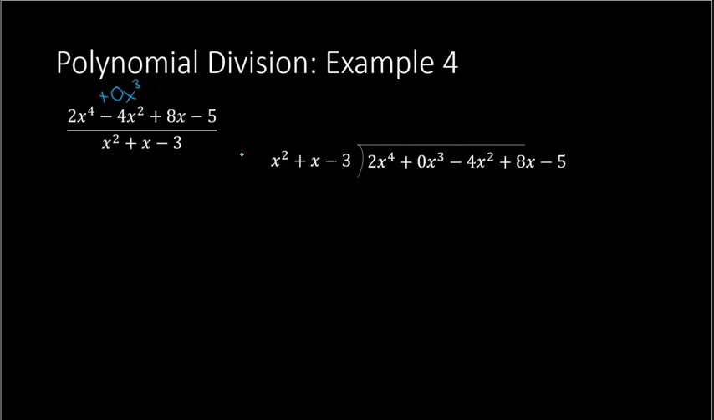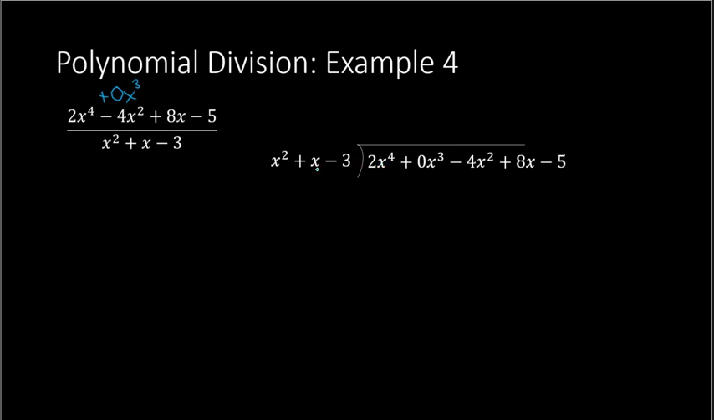So your setup is going to look like this. We have 2x to the 4th plus 0x cubed minus 4x squared plus 8x minus 5, all divided by x squared plus x minus 3. Okay, we need that 0 in there because if we did not have that, then when we multiply after we find our term up here at the top, it's not going to simplify correctly. And you notice that right here after this first step.